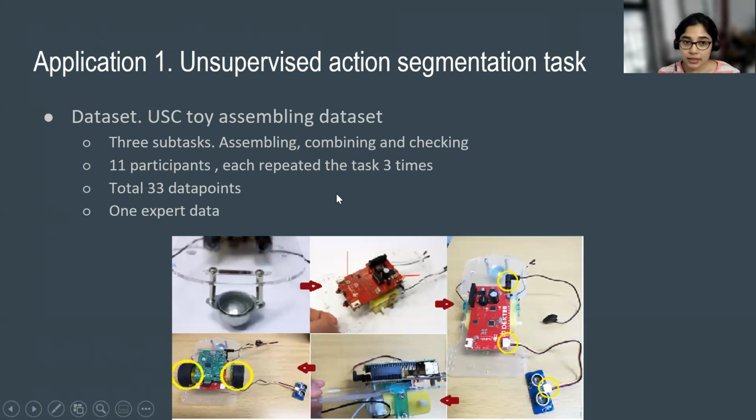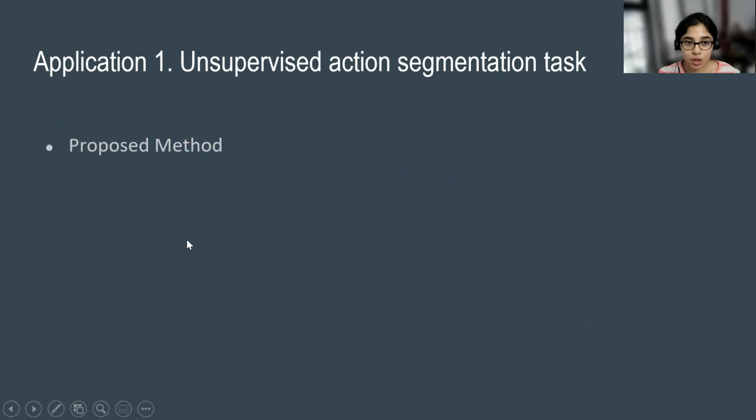So this is the data set. 11 participants performed the complete task 3 times. The first time they did not have any information about what they were going to perform. The second time they had already done the task once, so we were expecting that they would do it in a much better manner, and so on. And we had 1 expert's data.